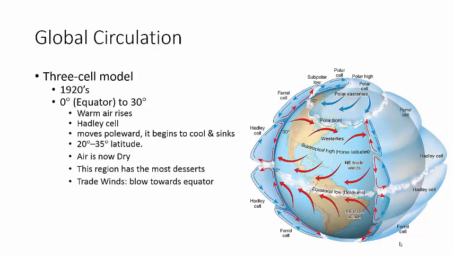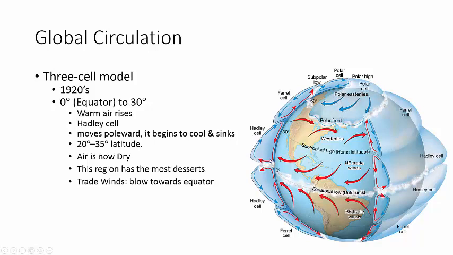So the three-cell model came about in the 1920s. The first cell is 0 to 30, so 0 at the equator to 30 at the subtropical high, or the horse latitudes. That has a whole story around it, but we won't get there. Anyway, because Hadley was the first one to think about this, it is called the Hadley Cell.